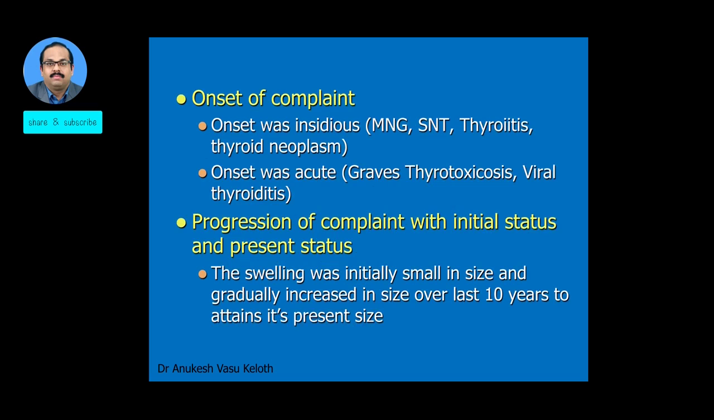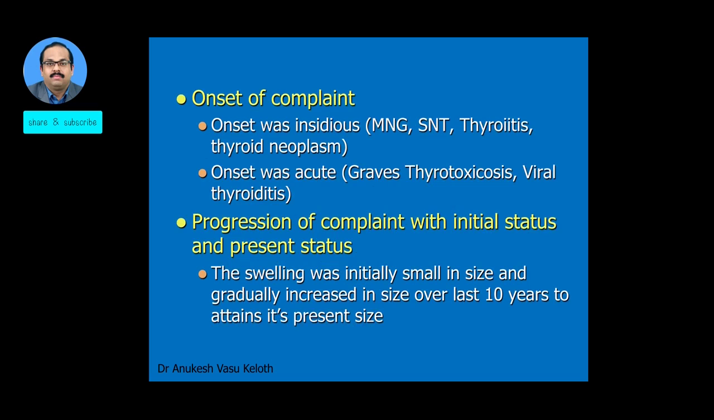Now what about the onset if it was acute? Then we have Graves' thyrotoxicosis. Then we have viral thyroiditis. There is a type of thyroiditis that occurs during acute viral infections. As part of the viral syndrome, you may have pain and swelling in the neck, which may be part of the thyroiditis that develops along with the viral infection. So, in general, if it's a multinodular goiter or solitary nodule thyroid, you can go ahead with "the onset was insidious". Now we will go further about the complaint.